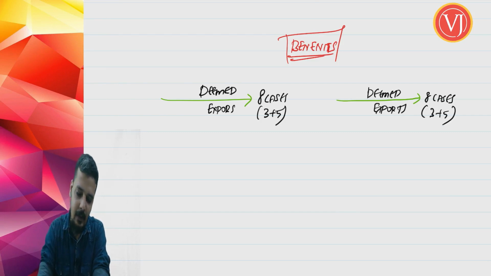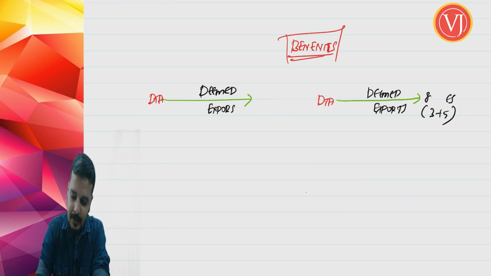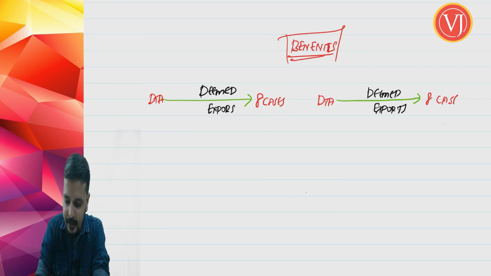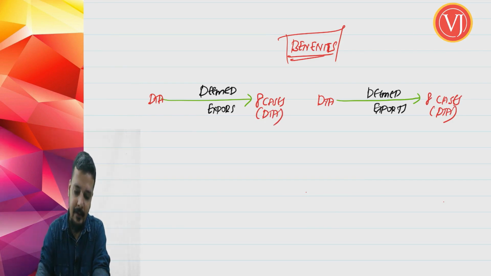Right. Now what will happen is, the supplier is a domestic tariff area. The supplier is within India. The recipient is notified 8 cases within India, 8 categories. So the recipient is also within India, but 8 categories. Now this supplier within India, this transaction is referred to as deemed exports.